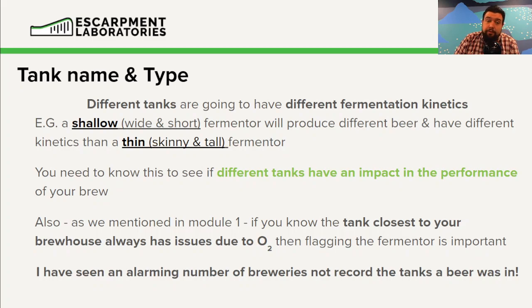Other one is tank type. You'd be amazed at the brewers that don't record this. Now, different tanks are going to have different fermentation kinetics. Example, a shallow, which would be a wide and short fermenter, will produce different beer in different flavors than, say, a thin, a skinny and tall fermenter. You need to know what different tanks are going to do and how different tanks are going to alter the performance of your different beers. As we also mentioned in Module 1, if you know that the tank closest to your brew house always has O2 issues, you need to flag this to remove it from the data set. I've seen an alarming number of breweries not record what beer the tank was. I was kind of shocked.